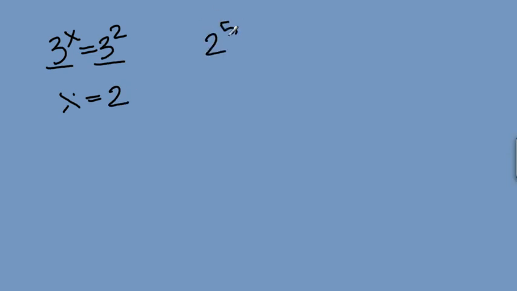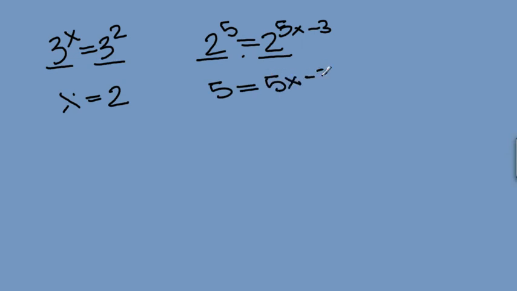Now, something that would be a little bit higher up would be something like this. 2 to the 5th equals 2 to the 5x minus 3. The 2's already match, meaning our bases match. So now we can just set the exponents equal to each other. We can say 5 equals 5x minus 3.